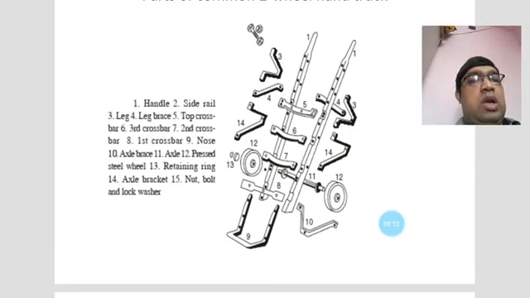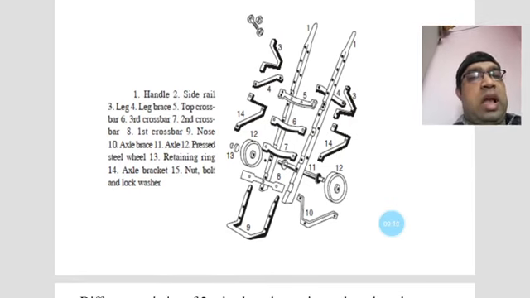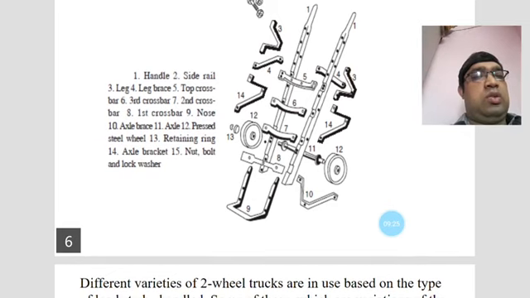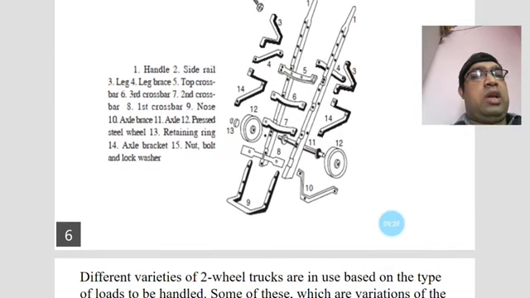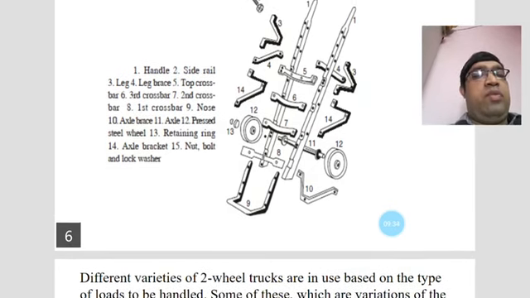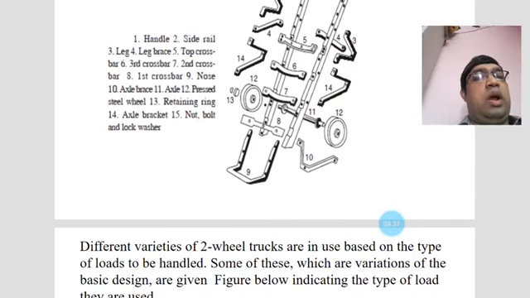Number nine is the nose, and ten is the axle brace. Eleven is the axle, twelve is the pressed steel wheels, and thirteen is the retaining rails. The axle bracket is number fourteen, and fifteen is the nut, bolt and lock washer.